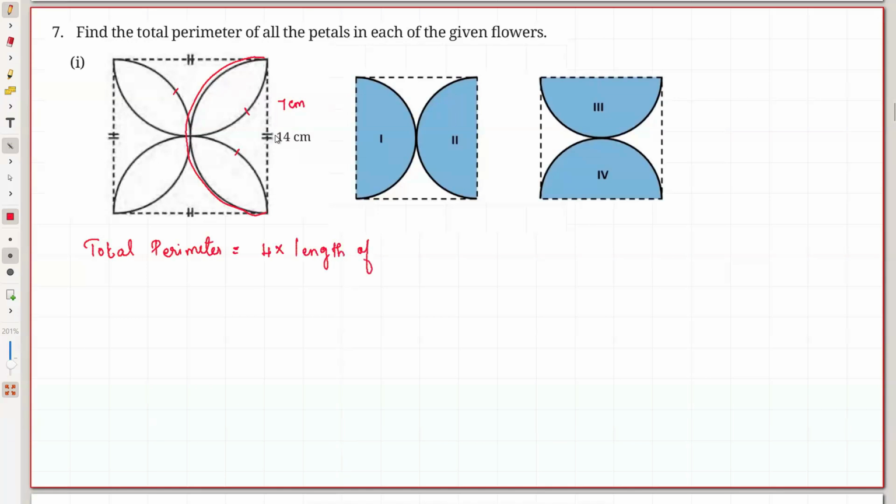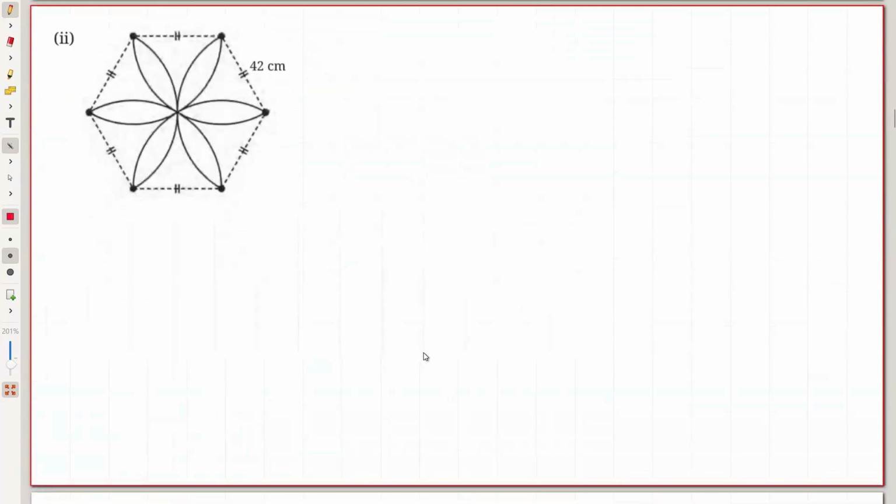Okay, length of a semicircular arc with the radius 7. So now I can just write it as 4 into the length of an arc, the formula is pi r. So 4 into pi value 22 by 7 into radius 7. 7 7 get cancelled. 4 into 22 is 88 centimeter.